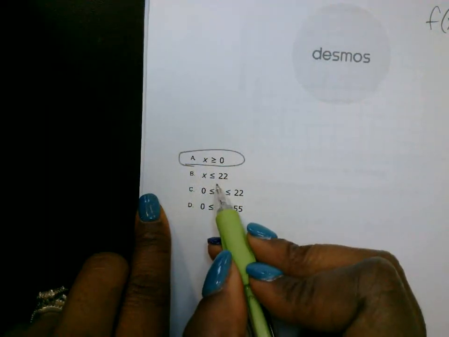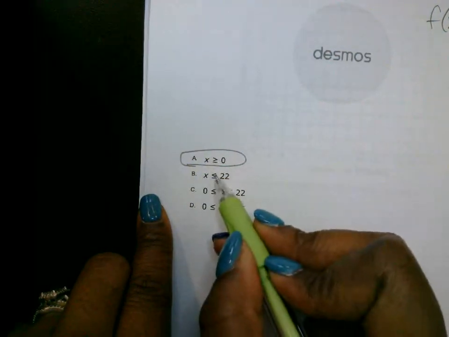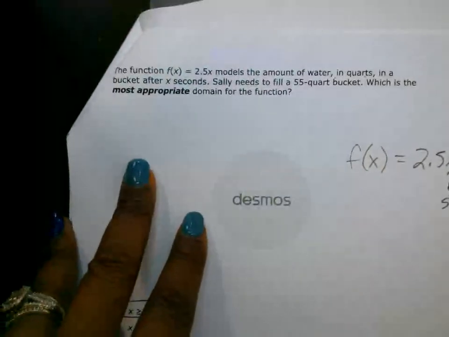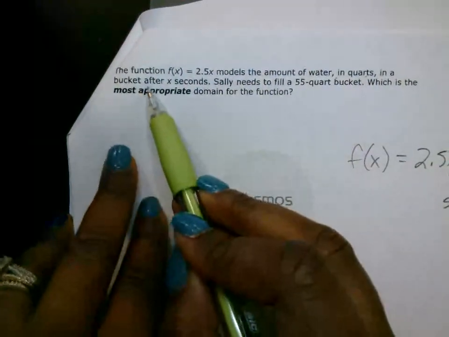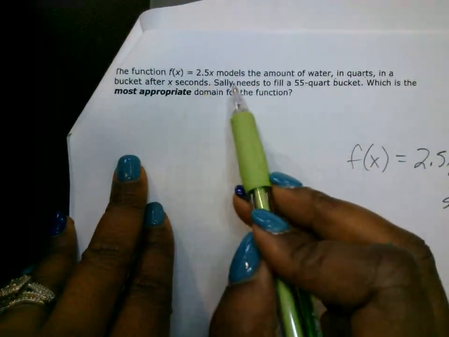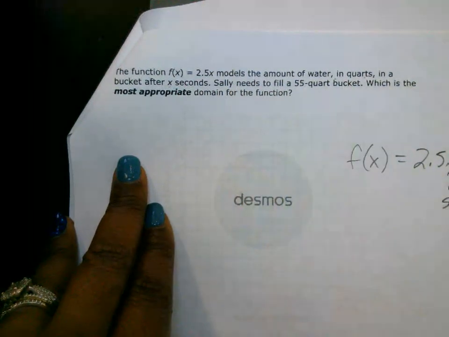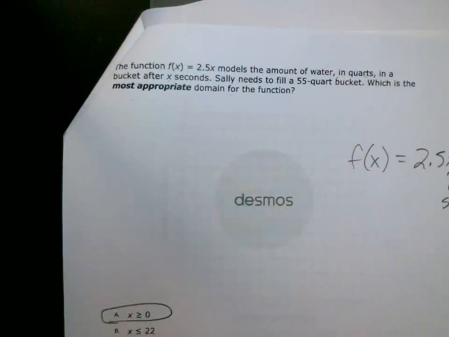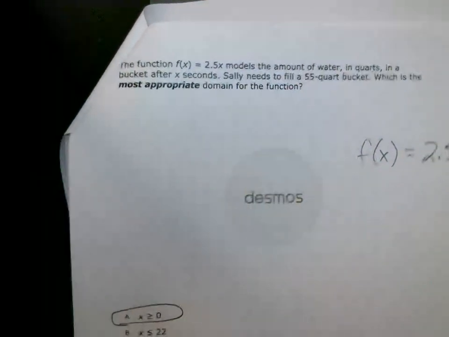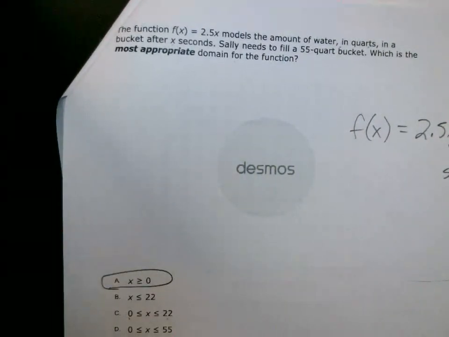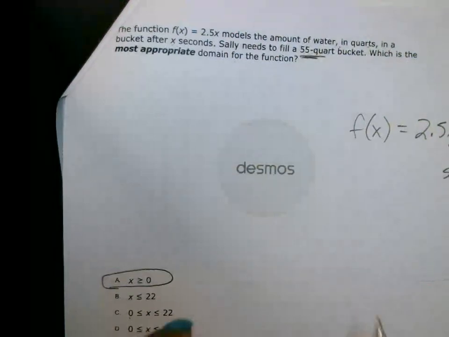So is this the best answer here? We got 22 seconds. Does it say anything about 22 seconds? It says after x seconds to fill a 55-quart bucket. Okay, look, it's 55. So let me go and look. Let me use my calculator, because I just thought about it in my head. It can't go over 55 quarts, right?